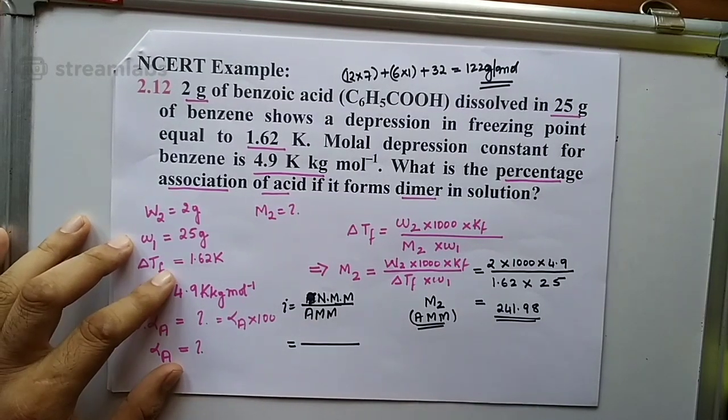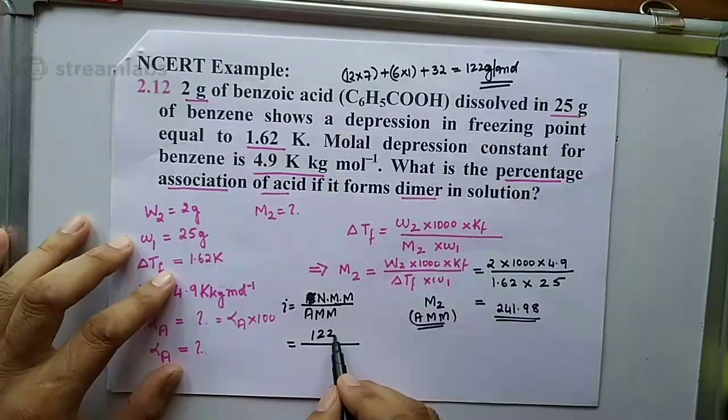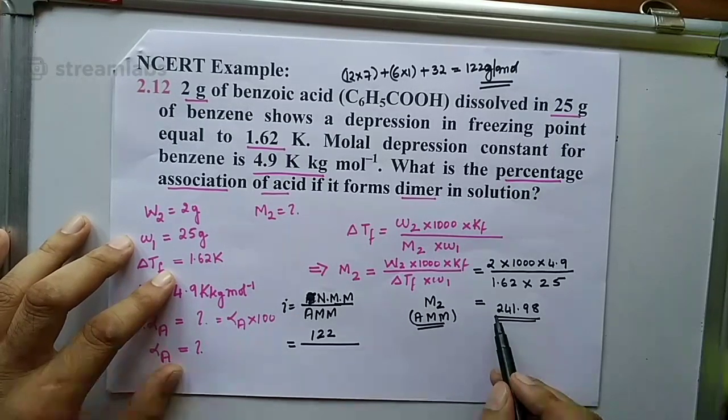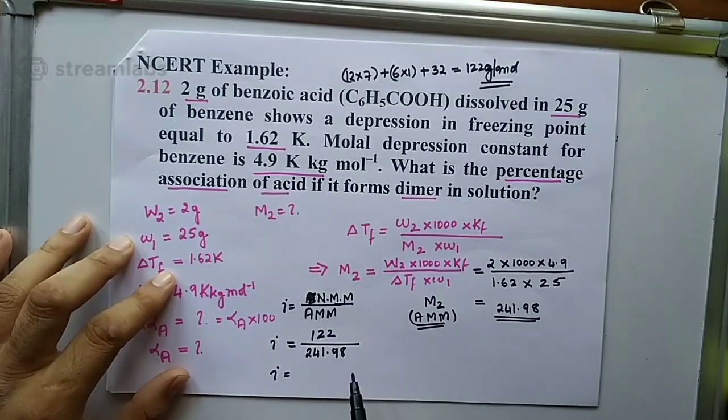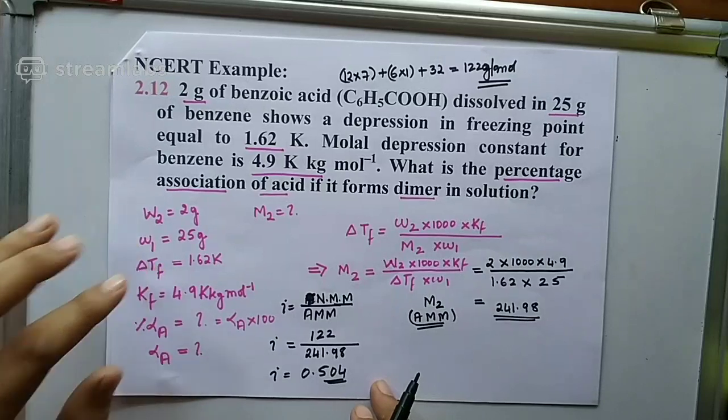Now substitute here. Normal molar mass is 122. Abnormal molar mass is what you got, that is 241.98. So the Van't Hoff factor I will be equal to 0.504. Now you know what is asked.